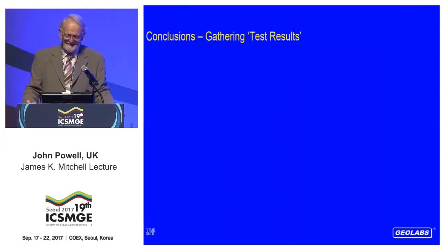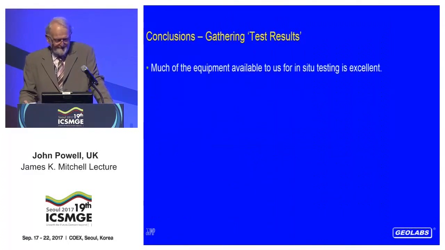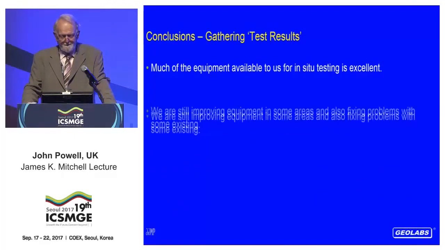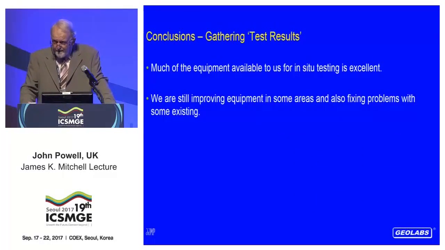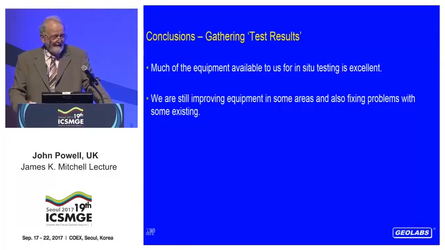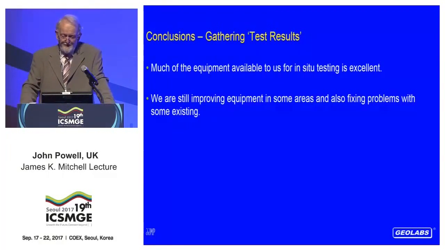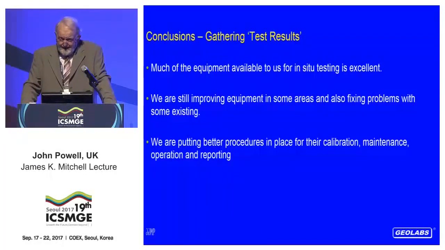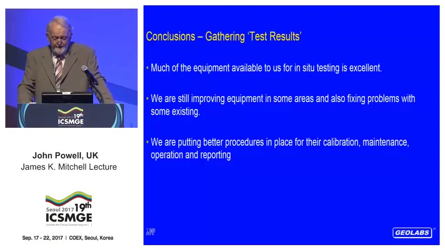So, conclusions. Gathering of test results. A lot of the equipment that we have available for us is excellent. There's no doubt about that. There's a lot of very good people producing very good equipment. We're still improving equipment. I hope I've shown you that by the problems with some of the friction sleeves and things, and also fixing problems with existing equipment. We're putting together far better procedures for calibration, maintenance, operation, and reporting.